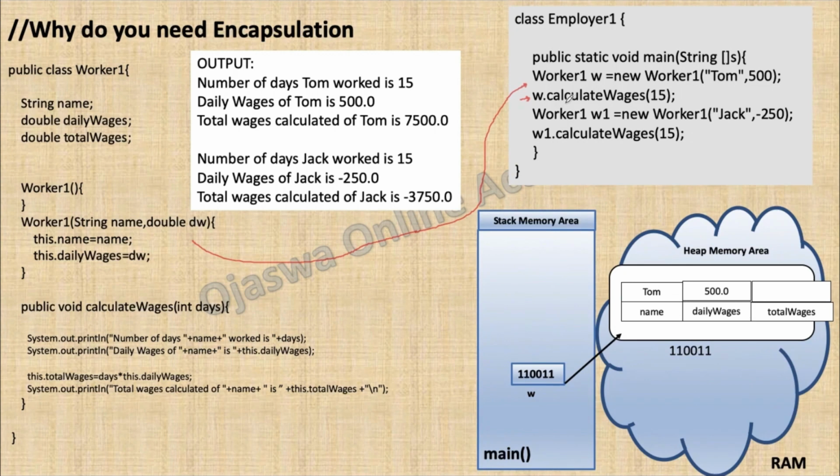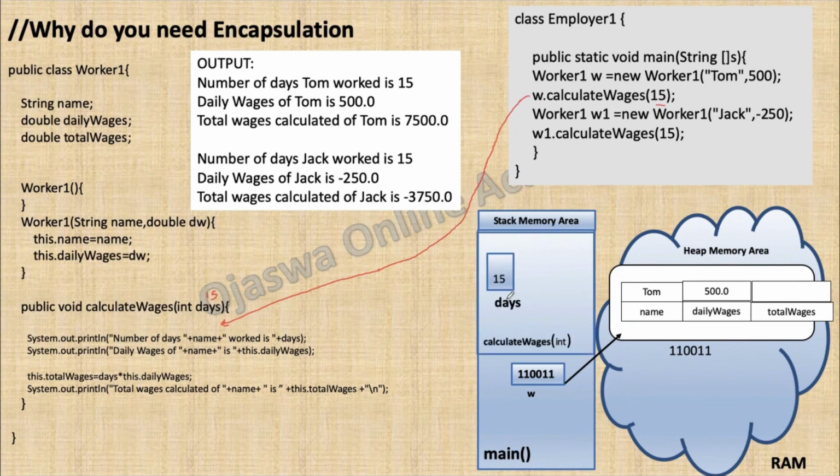We are giving a call to the method calculate wages and we are passing the number of days the worker has worked. So from here, the control of the program will go to the definition of the calculate wages, and the value 15 passed as an argument is captured by this local variable days. Memory will be reserved for the local variable days belonging to the method calculate wages on the stack memory area.